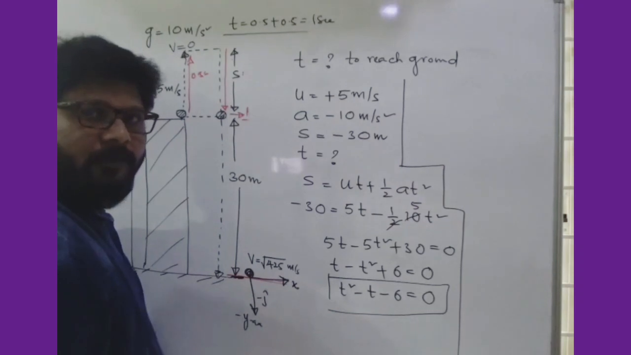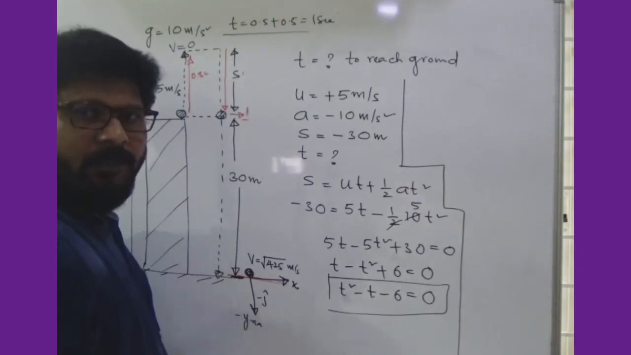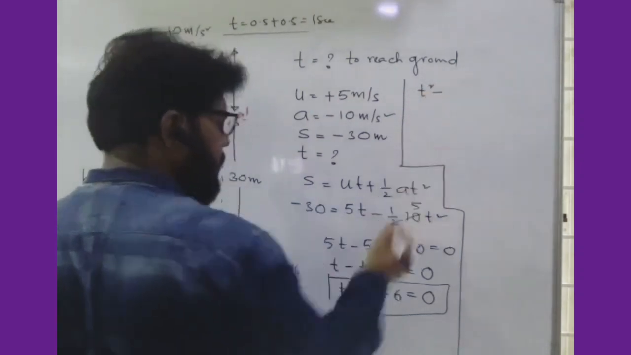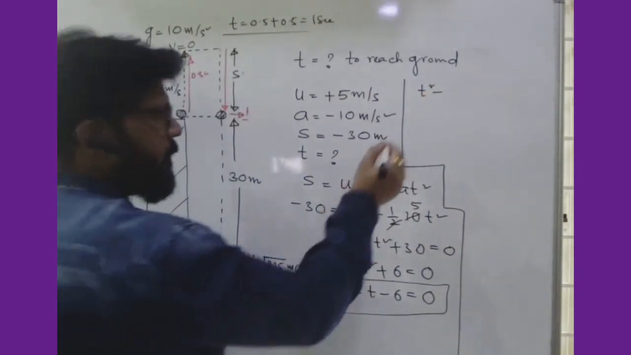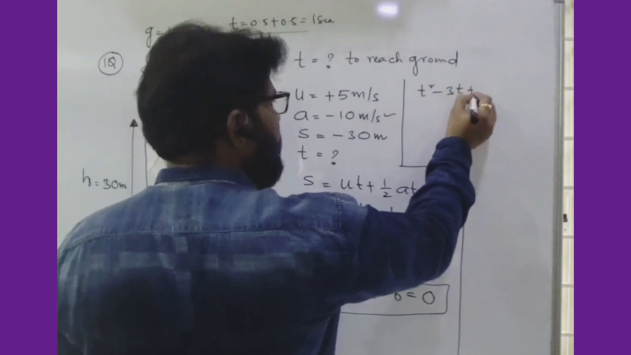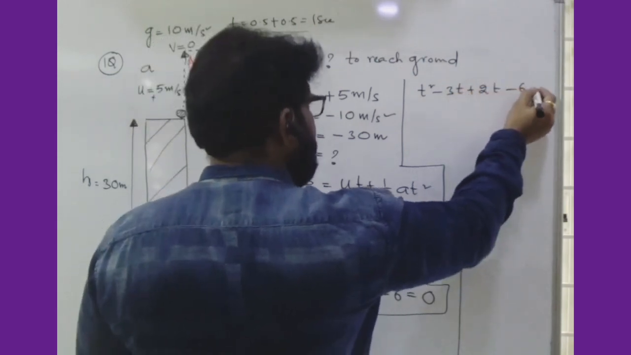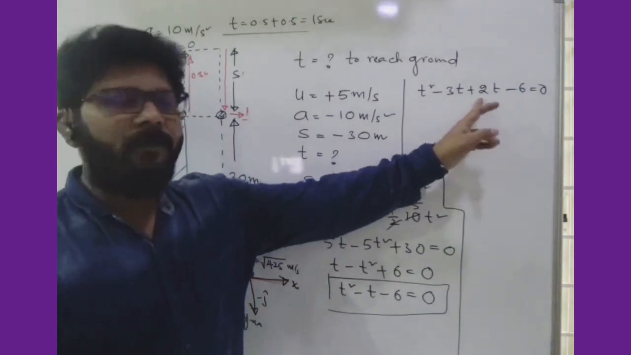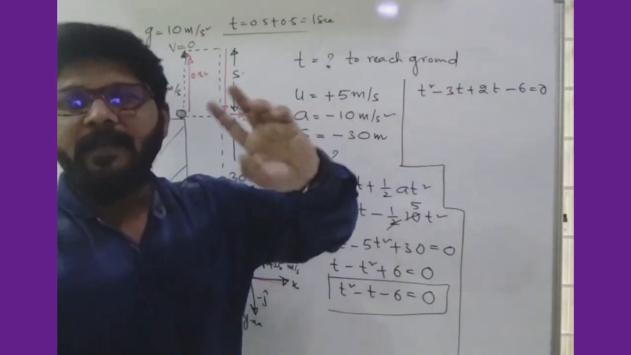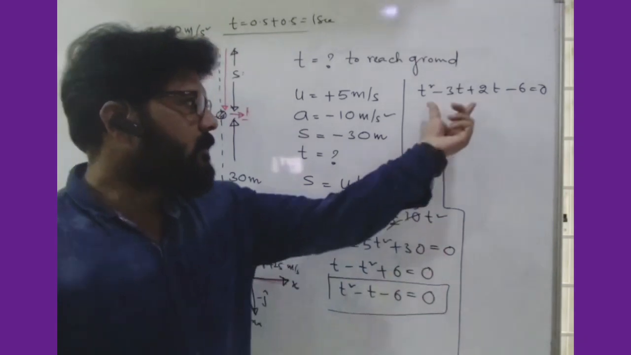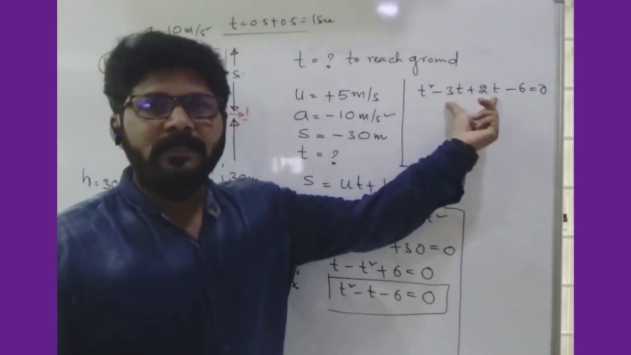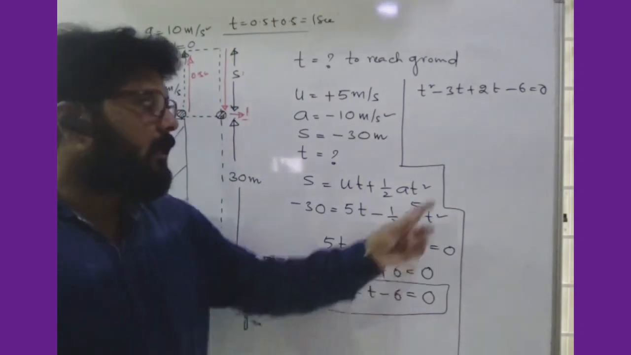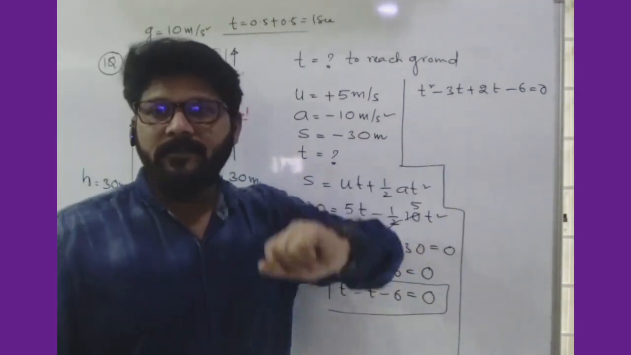Method 1, splitting the middle term. So t square minus 3t plus 2t minus 6 is equal to 0. Here, minus 3t plus 2t, how much is it? You just add both, minus t plus 2t, that means minus t, this is satisfying. And 3 into 2 is 6, satisfying.